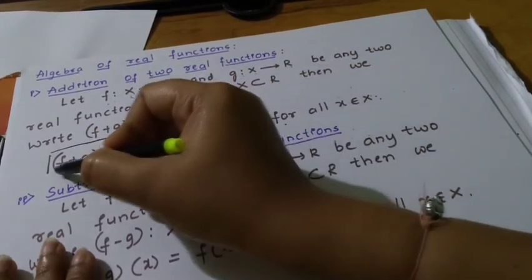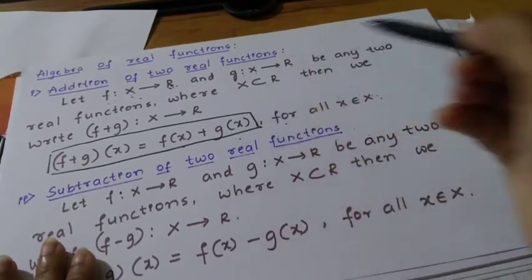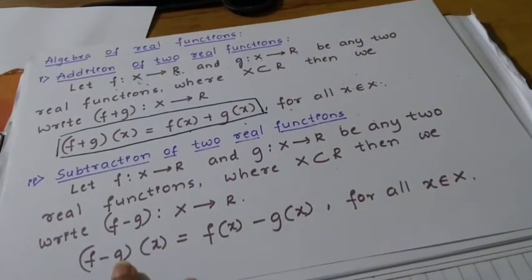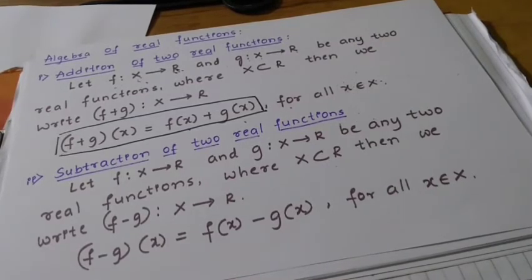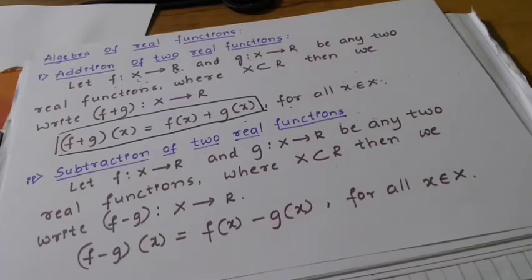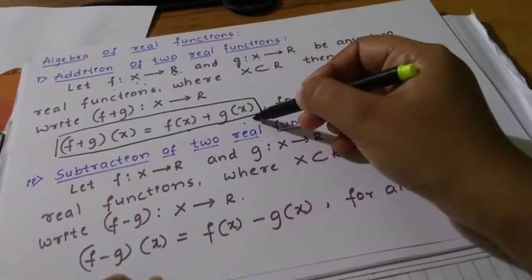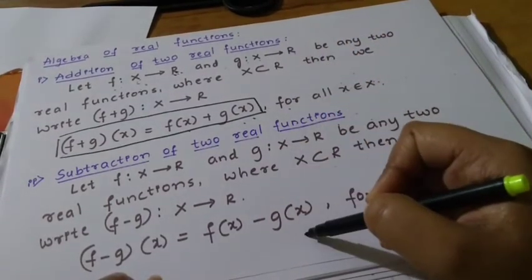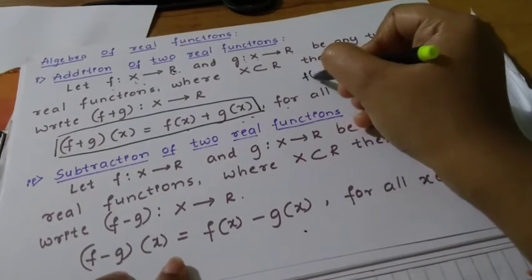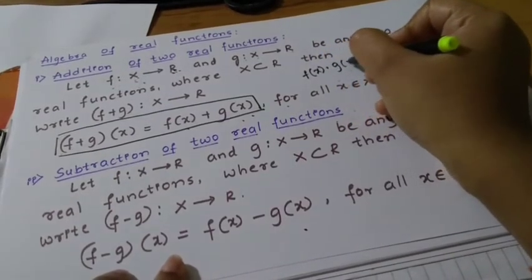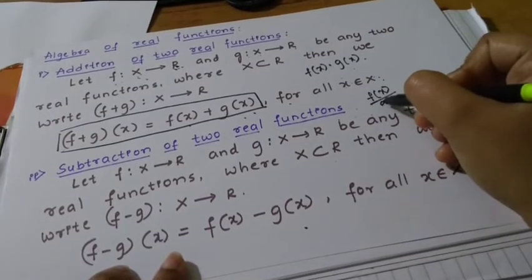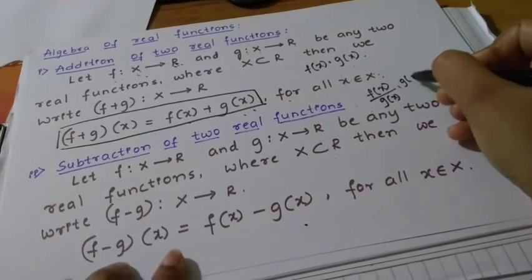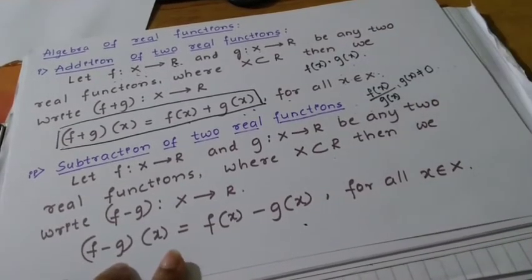f plus g of x is equal to f of x plus g of x. If it is minus, f of x minus g of x. If it is multiplication, f of x into g of x. Divided by, f of x divided by g of x, where g of x is not equal to 0. So addition is plus, subtraction is minus, multiplication is f of x into g of x. In case of division, it is f of x divided by g of x, but here g of x should not be equal to 0.